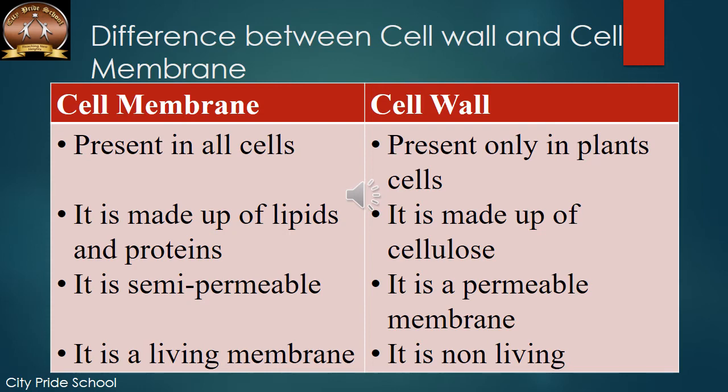Now let's see how the two are different, because the cell wall is not present in the animal cell. The cell membrane, as we said, is present in all cells. Every cell, whether it's a plant or an animal cell, has a cell membrane, whereas in plant cells only, we have an extra structure called the cell wall. The cell membrane is made up of lipids and proteins, whereas the cell wall is made up of cellulose, which is a carbohydrate, a complex carbohydrate.